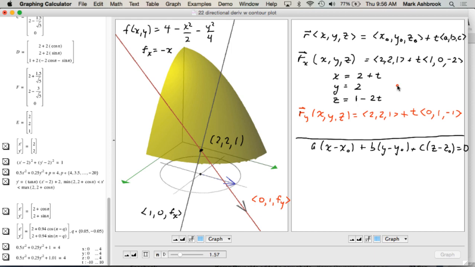Okay, how are we going to get the plane? What do we need to write the equation of a plane? A point, right? Which we got, that's easy: 2, 2, 1. And what else do we need? What's A, B, C?